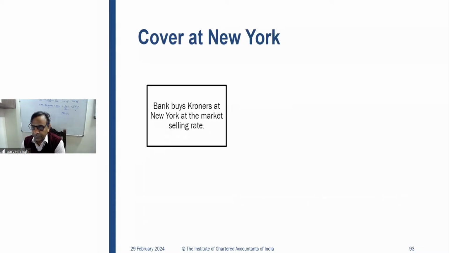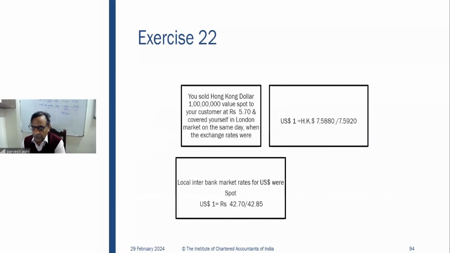Now we go to the next question, which is exercise number 22. This question is again a similar one. Here also the bank is going to cover. Now you sold Hong Kong dollars 1 crore value spot to your customer. Here, you means the bank. The bank is selling 1 crore Hong Kong dollars to their customer at rupees 5.7, and covered itself in the London market on the same day when the exchange rates were given.